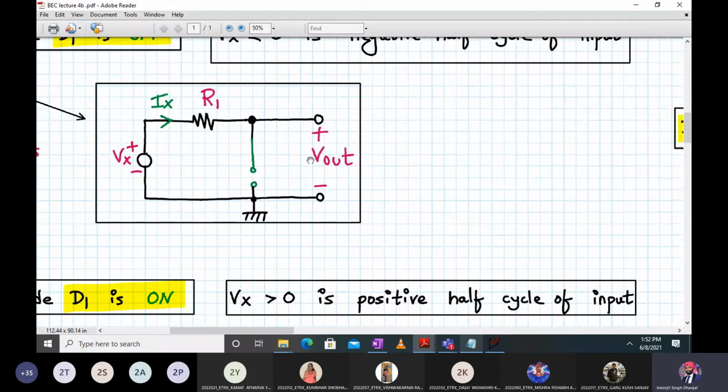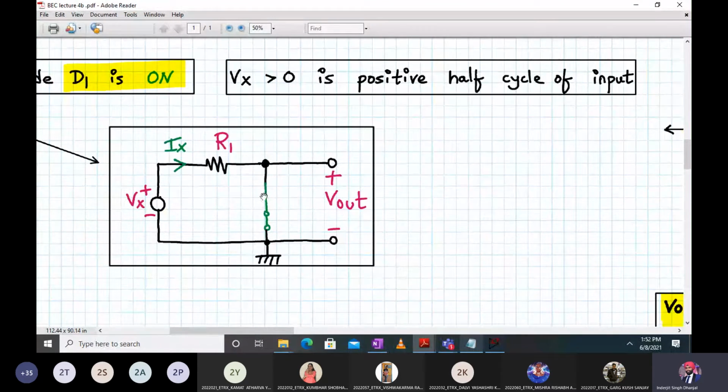Because the ideal diode model won't have a supply. VD on supply is 0, right? So it won't have a supply. Whenever it is off, it is replaced by an open circuit. Whenever it is on, it is replaced by a short circuit. So Vout will be 0.